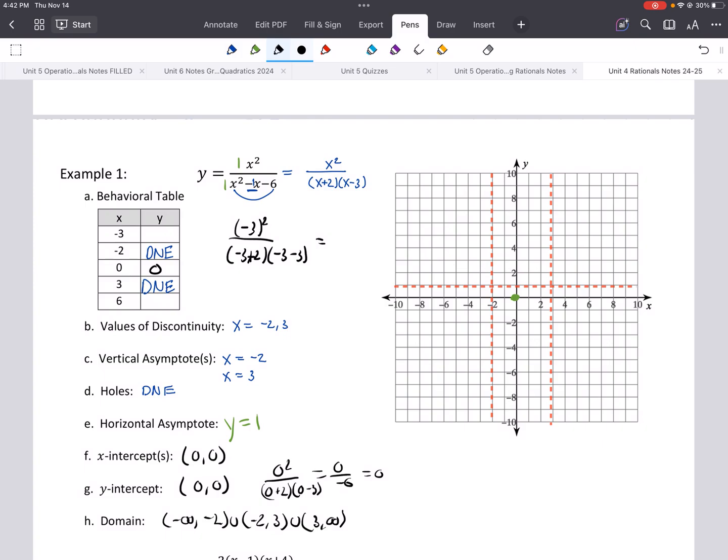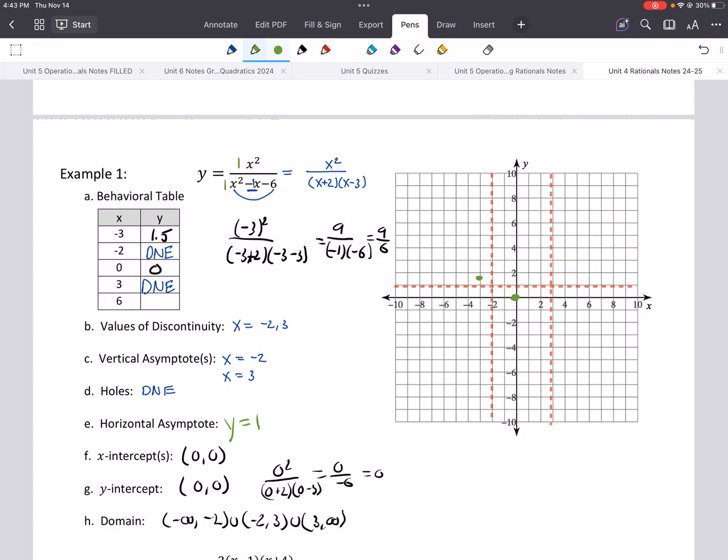Sorry, I thought I had this filled in, but anyways, so we'd get what? 9 over negative 1 times negative 6. So 9/6 or 1.5. So we could plot that: negative 3, 1.5, which would be right here.